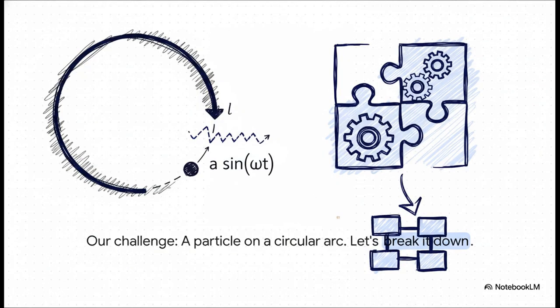And here it is. This is our puzzle for today, problem 1.40. We've got a particle moving along a circular arc, and its displacement, l, follows this specific equation, a sine omega t. Our mission? Find its acceleration at a couple of key points and figure out its absolute minimum acceleration. I know it looks a little intimidating, but trust me, we're going to take it step by step.